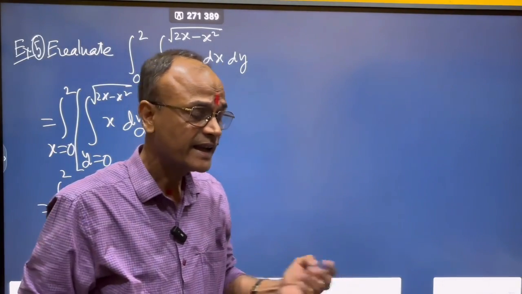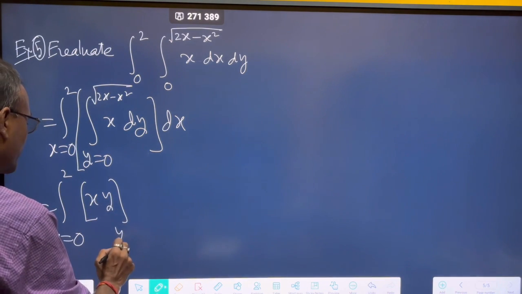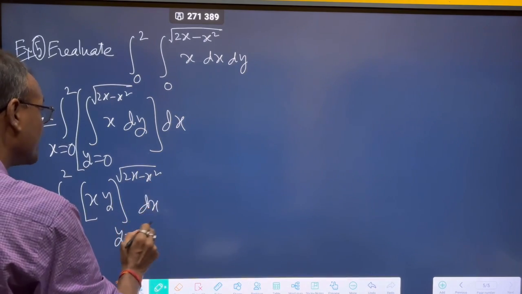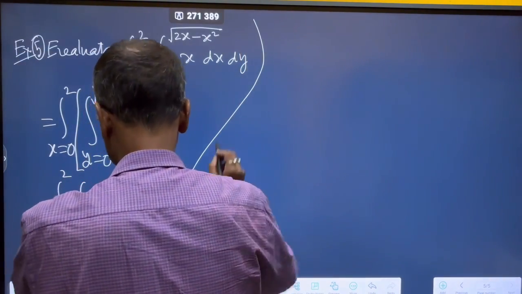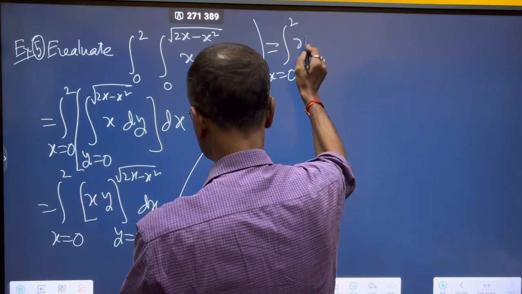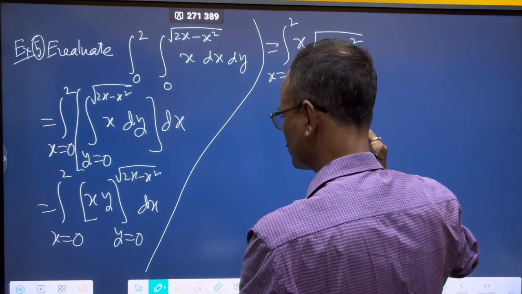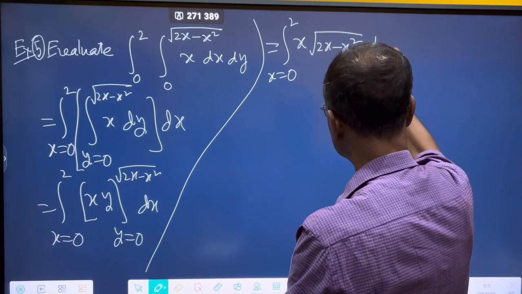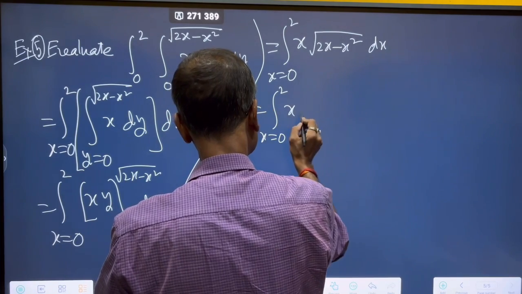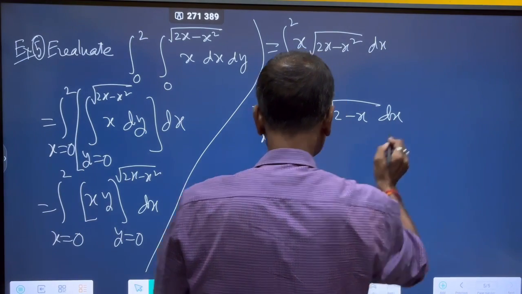Treating x as constant, you will get y from 0 to root over twice x minus x square, dx. This is equal to x from 0 to 2 of x root over twice x minus x square, minus 0, dx. From this, take root x common, and you get root x times root of 2 minus x, dx.